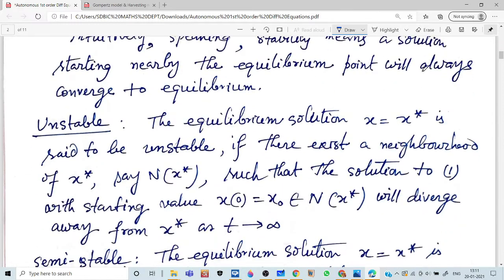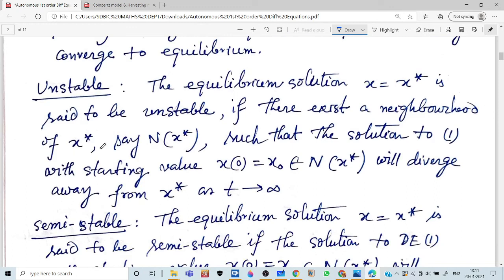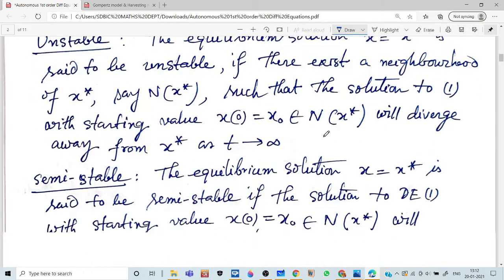And unstable: the equilibrium solution x is equal to x star is said to be unstable if there exists a neighborhood N(x star) such that the solution to differential equation 1 with starting value x0 at t equal to 0 belonging to the neighborhood of x star will diverge away from x star as t tends to infinity. When time increases, then x diverges away from x star. Then we say that this solution is an unstable solution.